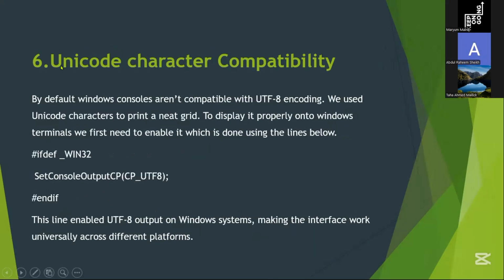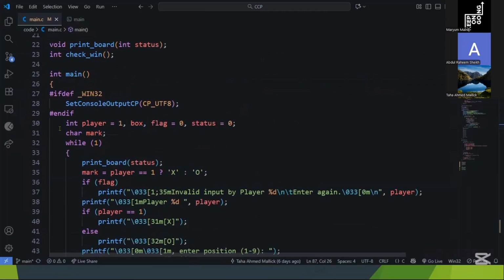Then the sixth problem we encountered was Unicode character compatibility. By default, Windows consoles aren't compatible with UTF-8 encoding. We used Unicode characters to print a neat grid. To display it properly on the Windows terminal, we first need to enable it, which is done using these lines below, which are located in our code above here.